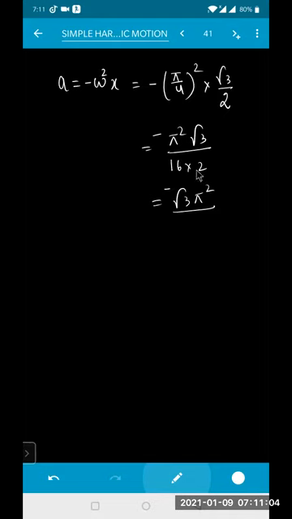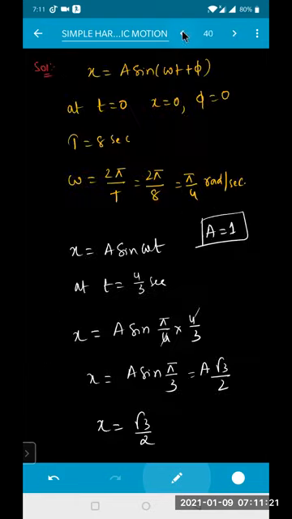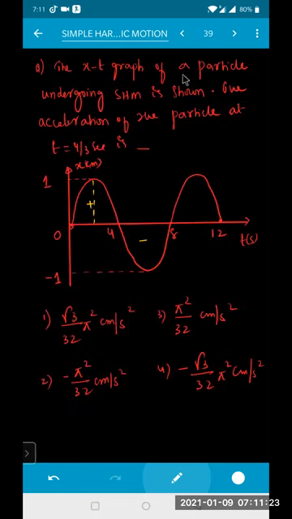So this one is 16 into 2, 32. So the answer is minus root 3 into pi square divided by 32 centimeter per second square. So that is about the amplitude. So which option can you write here? A is equal to minus root 3 by 32 pi square centimeter per second square, the fourth one, will be the answer. Is it clear? Yes, sir. Very, very important relation.